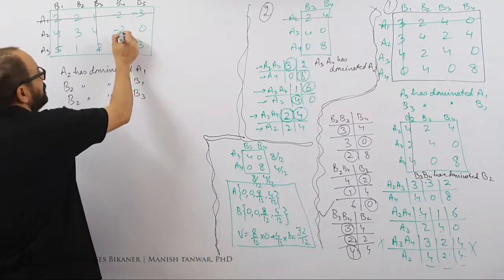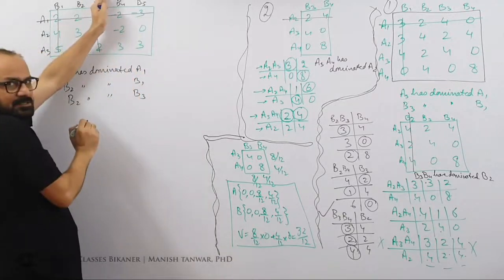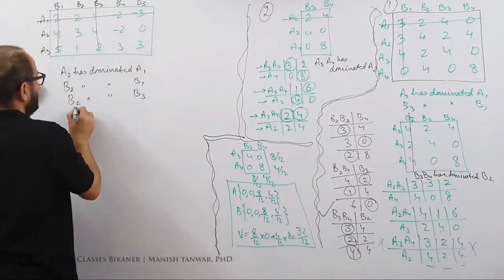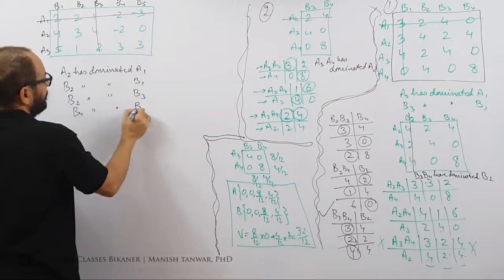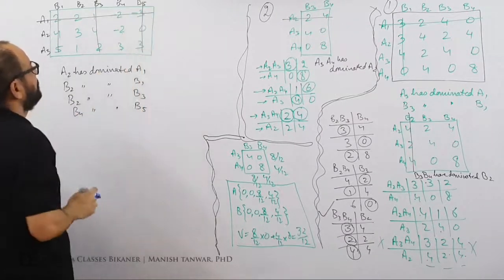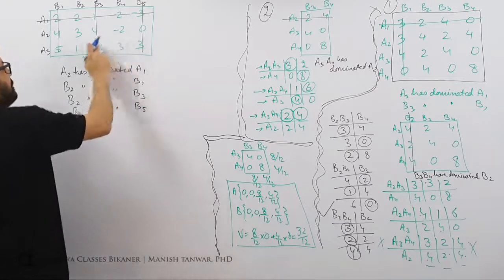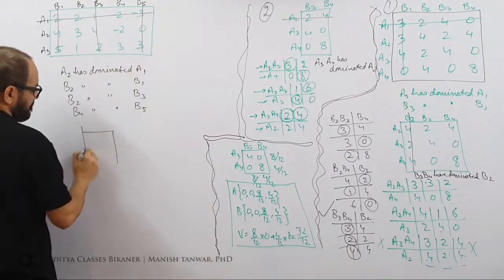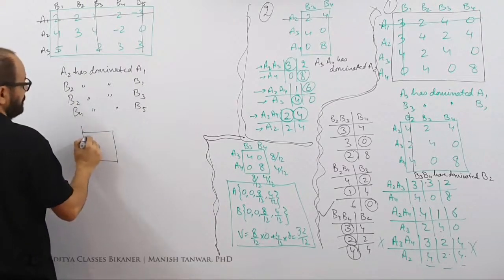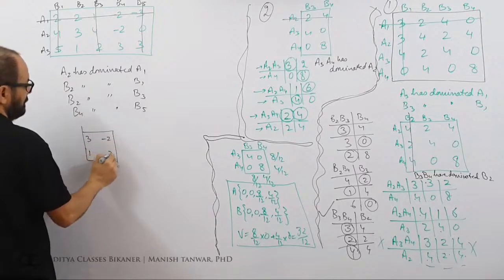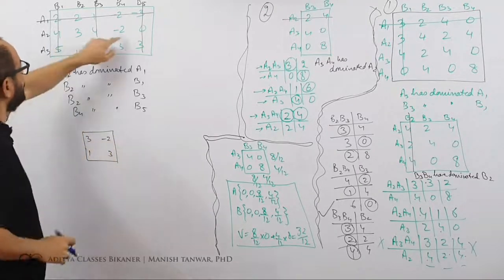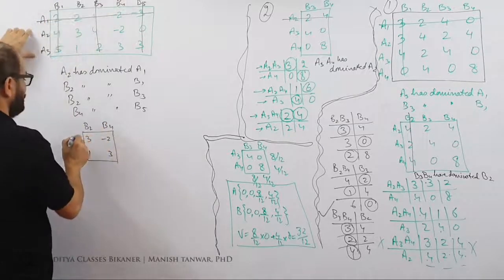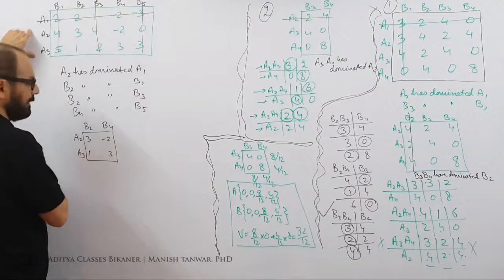In -2 and 0, B4 against B5. -2 is better because it is smaller. From these 3s, I'll take this 3. Thereby saying that B4 has dominated B5. So now can I say that my game has reduced to 3 and -2, 1 and 3. 3 and -2, B2 and B4. Here I have A2 and A3.